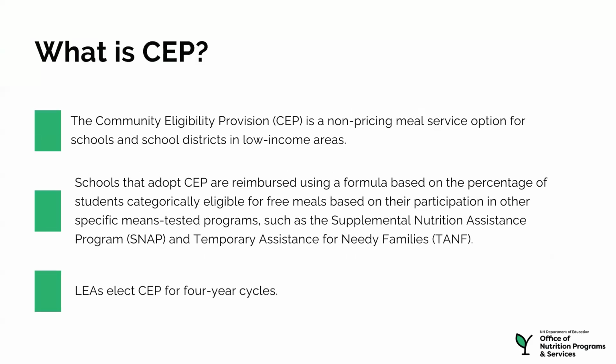So what is CEP? The Community Eligibility Provision is a non-pricing meal service option for schools and school districts in low-income areas. CEP allows the nation's highest poverty schools and districts to serve breakfast and lunch at no cost to all enrolled students without collecting household applications. Instead, schools that adopt CEP are reimbursed using a formula based on the percentage of students categorically eligible for free meals based on their participation in other specific means-tested programs, like I said before, SNAP or TANF. And LEAs can elect CEP for 4-year cycles.